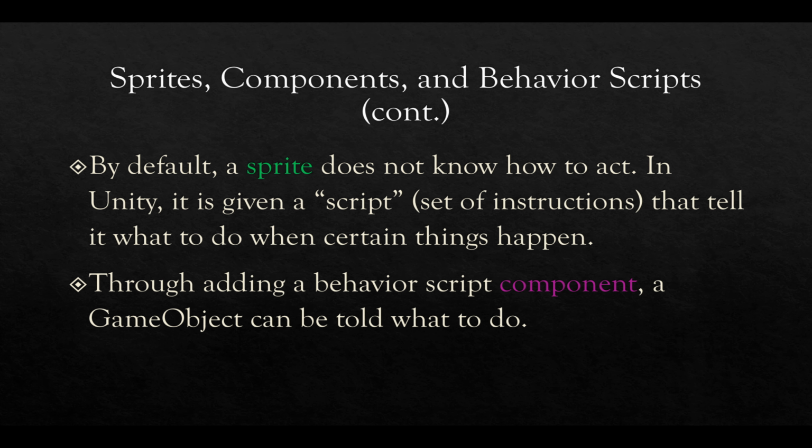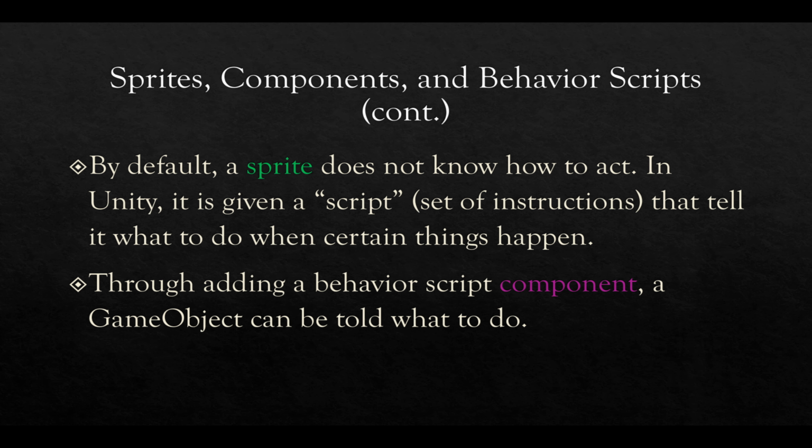So by default, again, a sprite does not know how to act. It only comes with the two components I mentioned: transform, where to draw, and sprite renderer, what to draw. In Unity, we give it a script. This is a set of instructions, code we give it that tells us what to do when certain things happen. This is a behavioral script component. We are telling it to do certain behaviors when certain things happen. In other words, when certain events happen, again, events are how information moves from systems to components, do certain things.